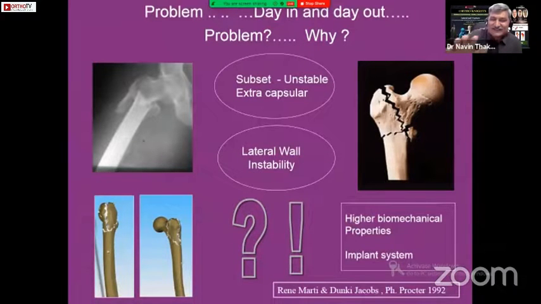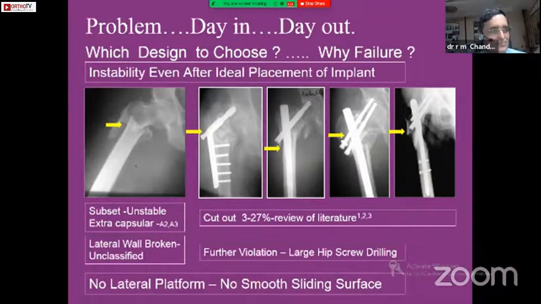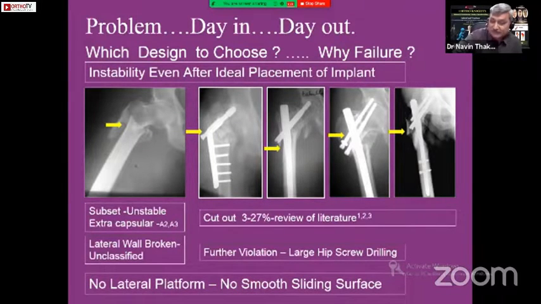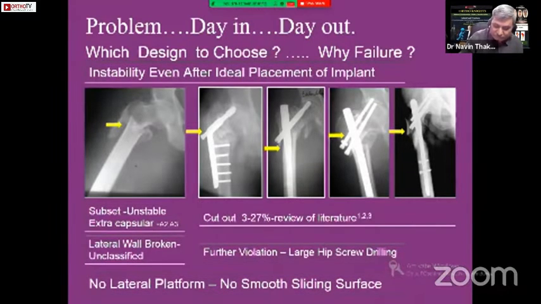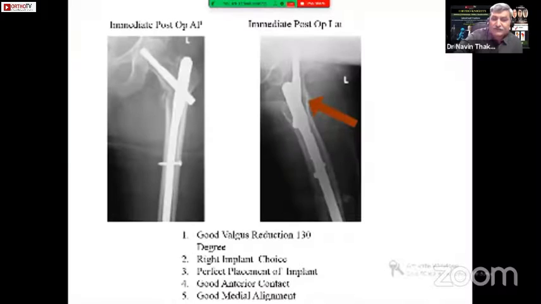So what we are discussing is an unstable fracture, and added with the lateral wall instability that we are discussing here. There is enough literature in this subset of the unstable extracapsular fracture where the lateral wall is also broken and it is almost unclassified. The problem here is there is no platform laterally, and there is no smooth sliding surface. That is the issue here, sir, and that we are going to tackle. Another is a medial migration, unwanted collapse patterns.